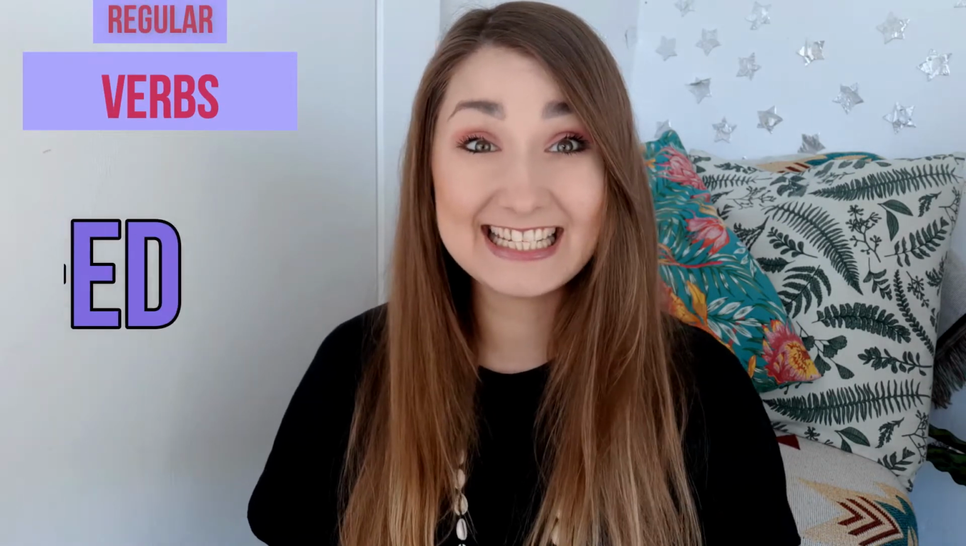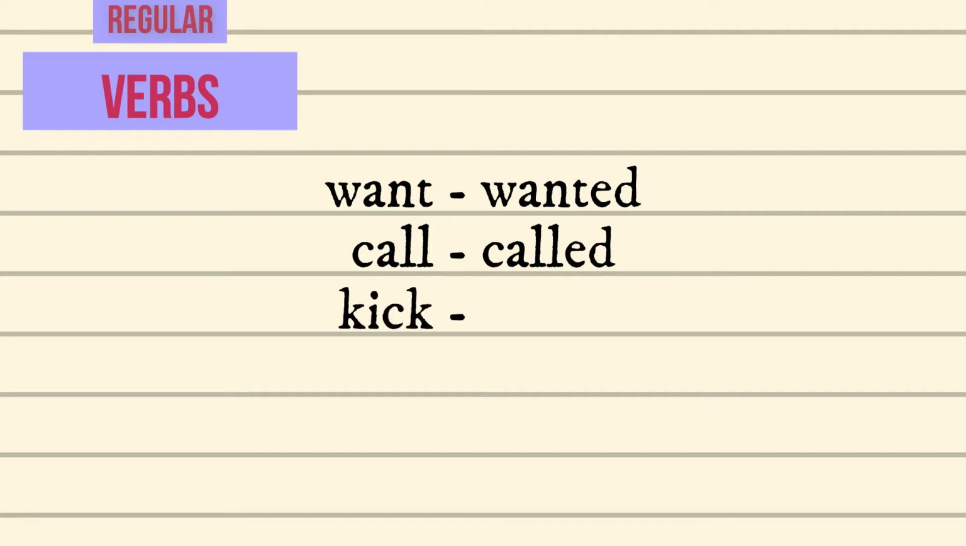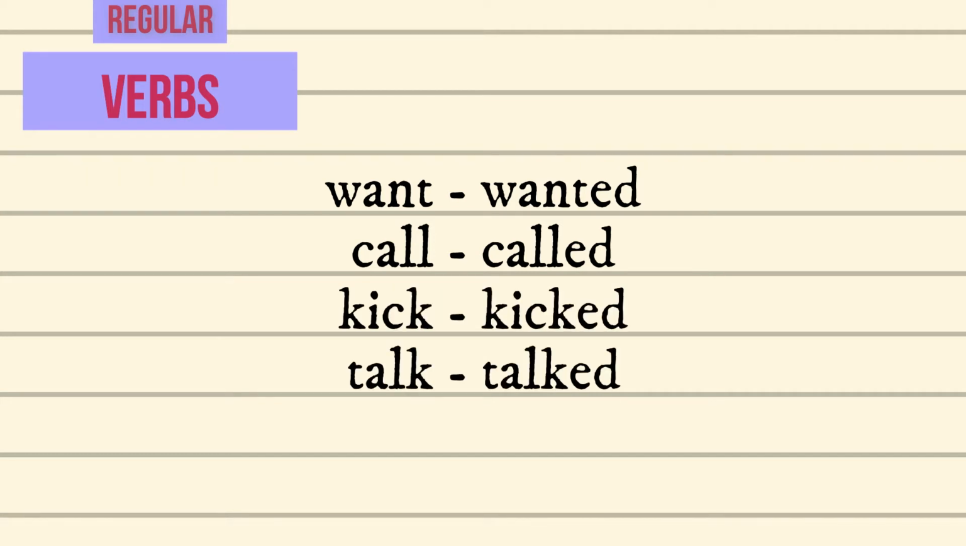With regular verbs, the past tense is formed by adding ed at the end of a verb. For example, want, wanted. Call, called. Kick, kicked. Talk, talked. But there are also a lot of irregular verbs in English, and the bad news is that you have to learn their past tense forms.